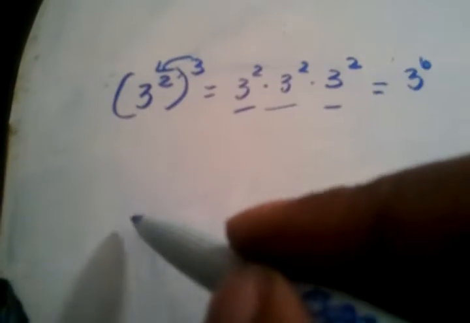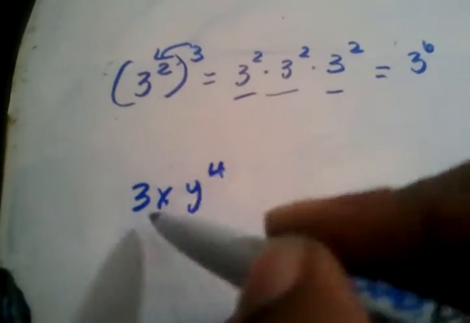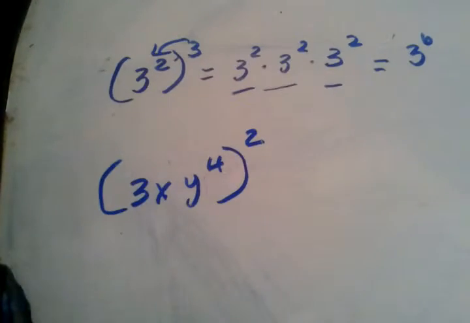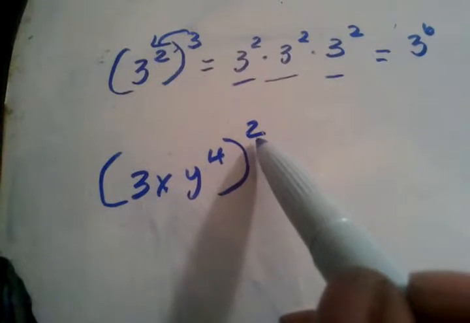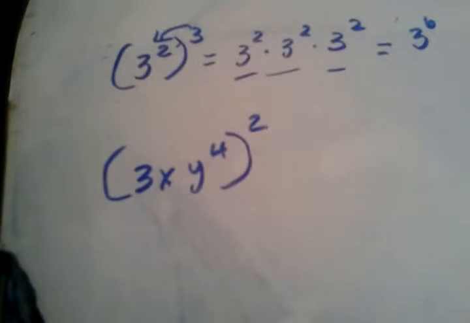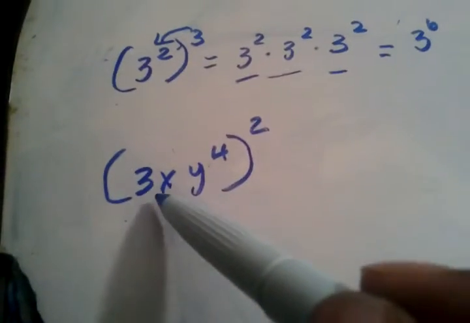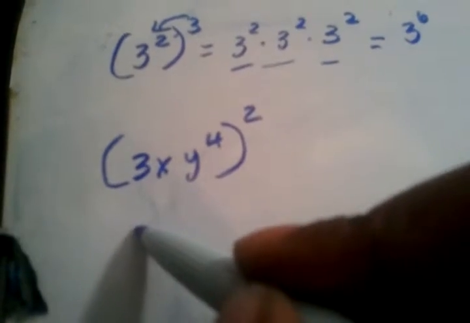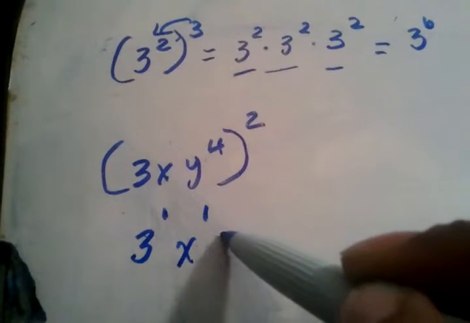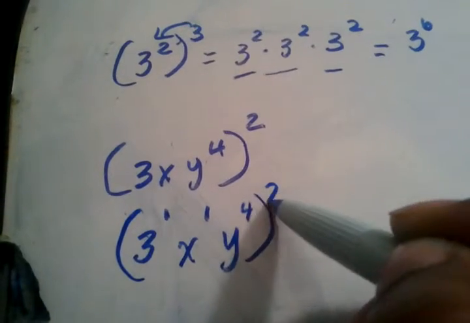What if you had 3x, y to the fourth, all of that raised to the second power? You have to think about it. This 2 has to be distributed to every exponent. So you say, hey, Ms. Nelson, everything doesn't have an exponent. But technically it does. This 3's exponent is really a 1. This x exponent is also a 1. And this y has an exponent of 4. So we're going to raise it all to the second power.